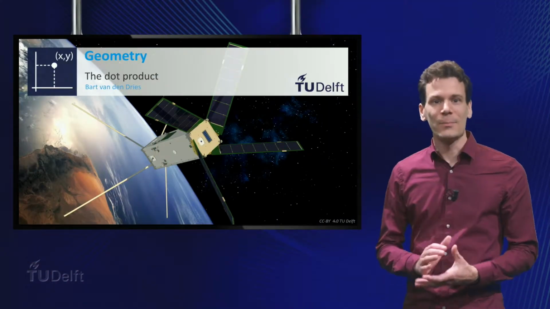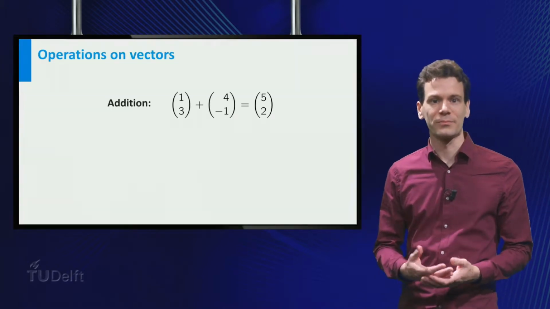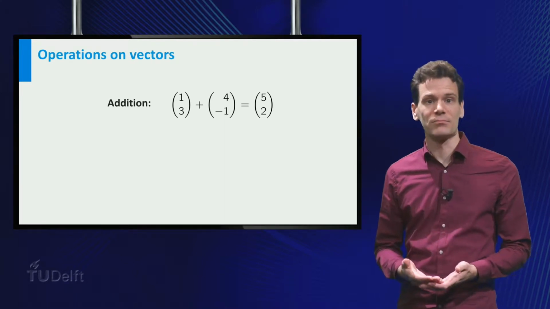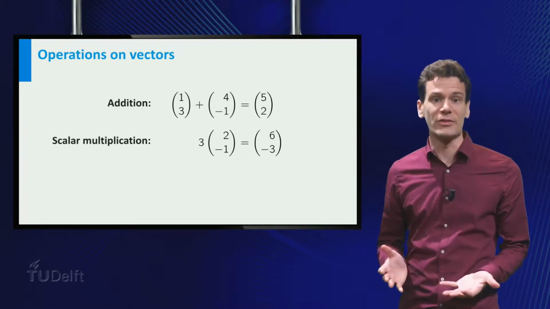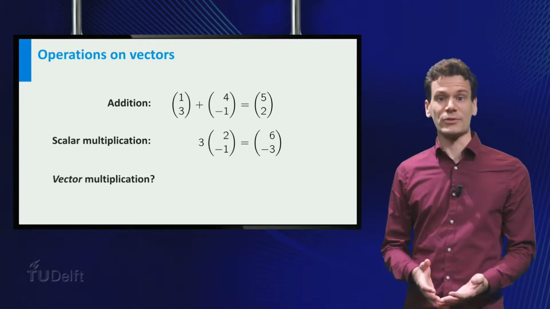Welcome! In previous videos you have seen what kind of operations we can perform on vectors. For example, we can add vectors by simply adding the components. We can also multiply a vector by a scalar by multiplying component-wise. A natural question is, can we also multiply two vectors?